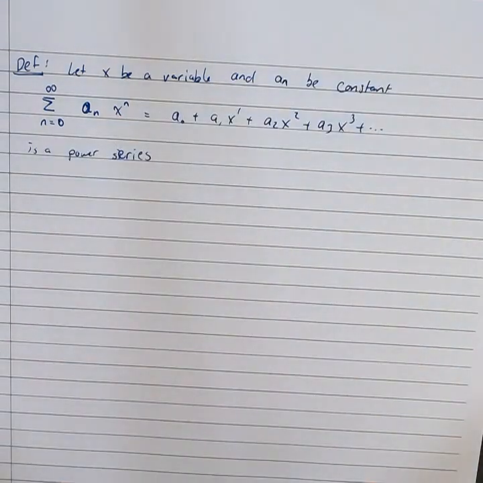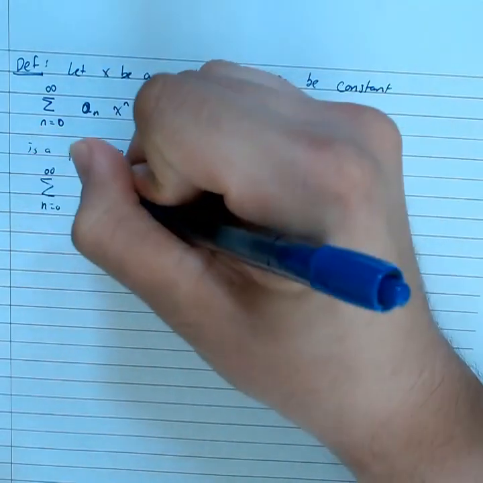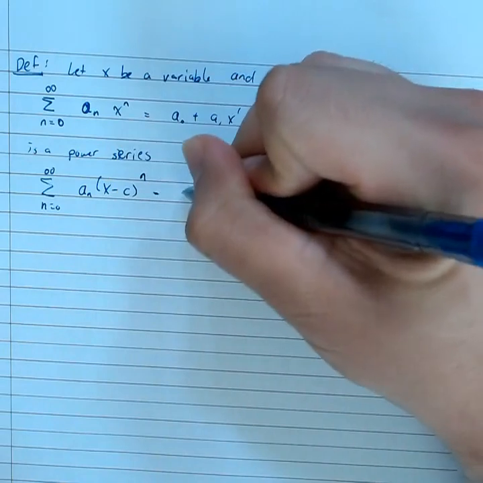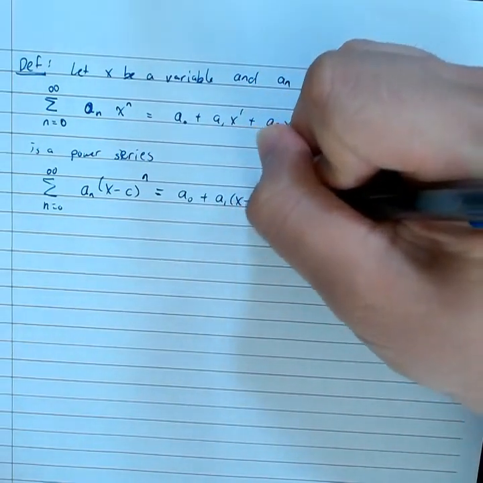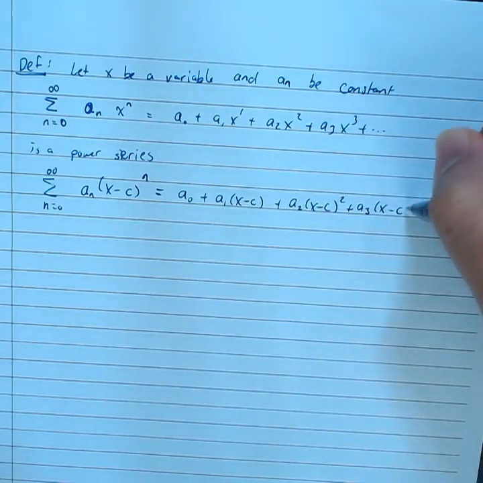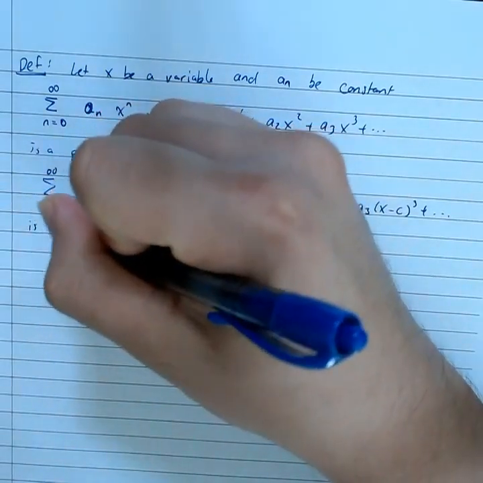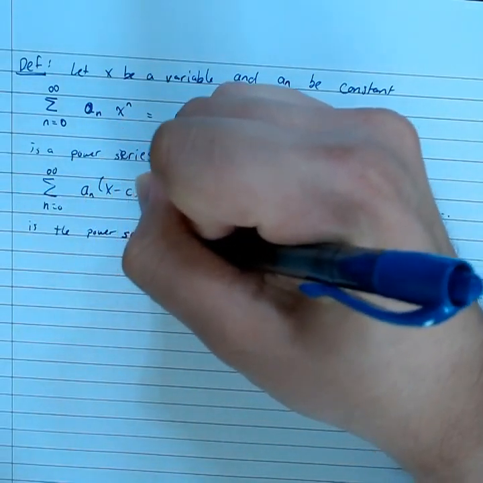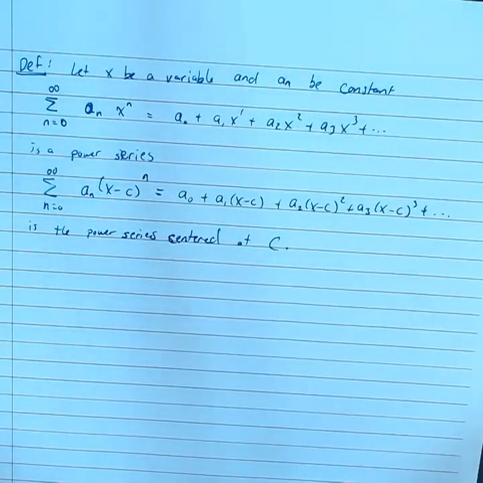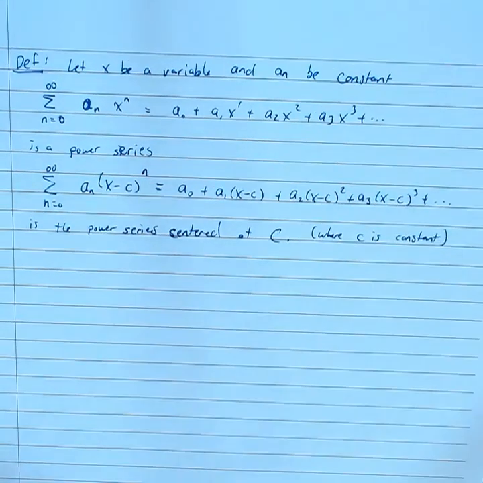Here we're going to take a slight variation thereof. The sum, and it's still part of the same definition, the sum as n goes from 0 to infinity of a sub n times x minus a constant to the power n, which is going to be a sub 0, plus a sub 1 x minus c, plus a sub 2 x minus c squared, plus a sub 3 x minus c to the third, plus dot dot dot, is going to be the power series centered at c, where c is constant. All right, so there's our definition.